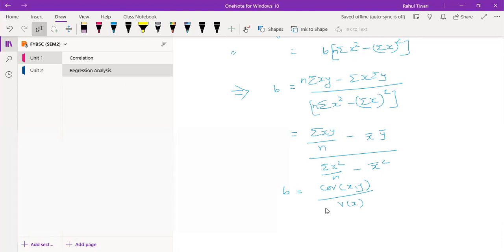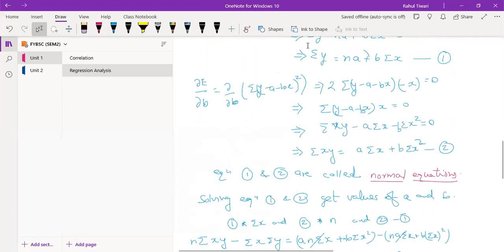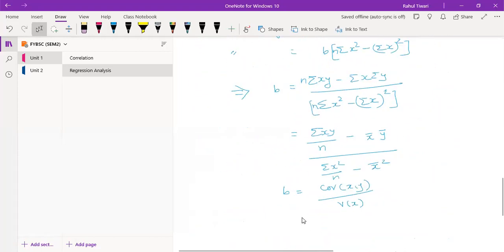And once you get the value of b, you can substitute in any equation, let's say here, substitute the value of b here. You can calculate the value of a from it. Okay? And this b usually I will express as b_yx. What is this b_yx? This is called the regression coefficient of y on x. So b_yx is nothing but the regression coefficient of y on x.